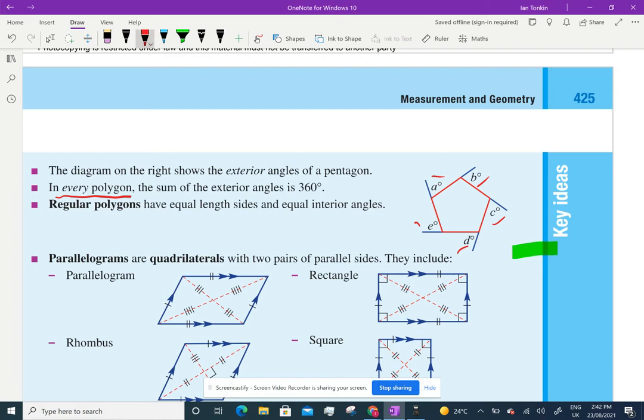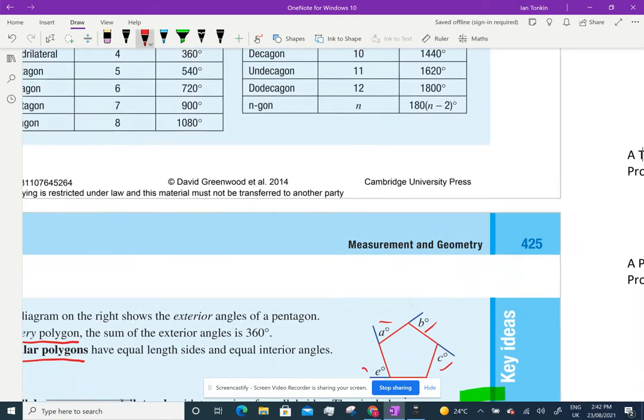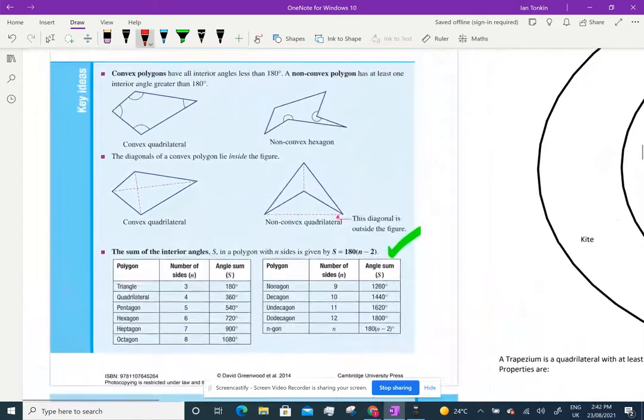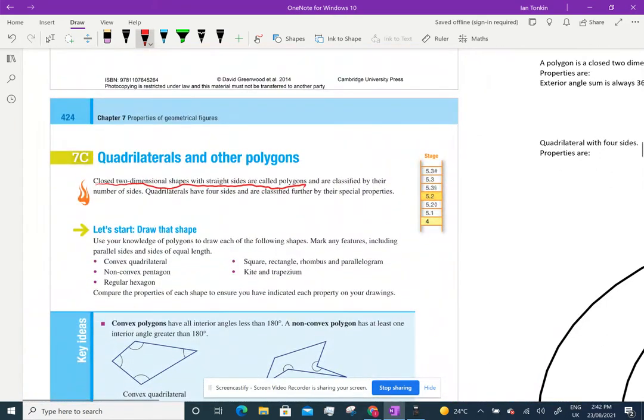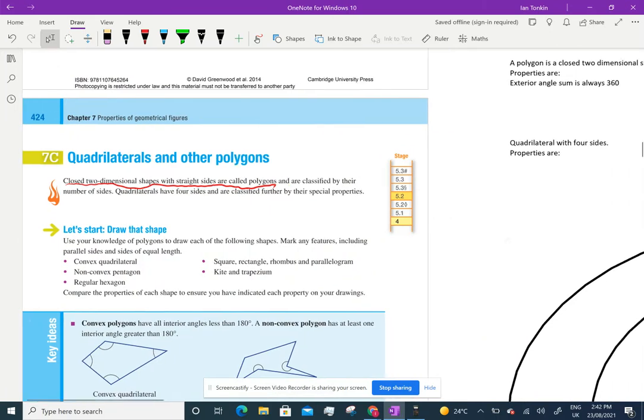Now, there's this other word, regular. That just means when you say it's a regular hexagon, it means that all the side lengths are equal, and as a consequence, all the interior angles are equal as well. All right, the main thing is to look at our first type, which is quadrilaterals. You've already done triangles, but now we're going to look at quadrilaterals.